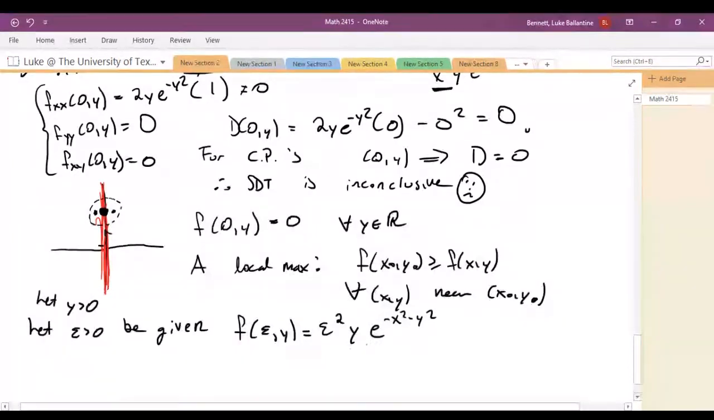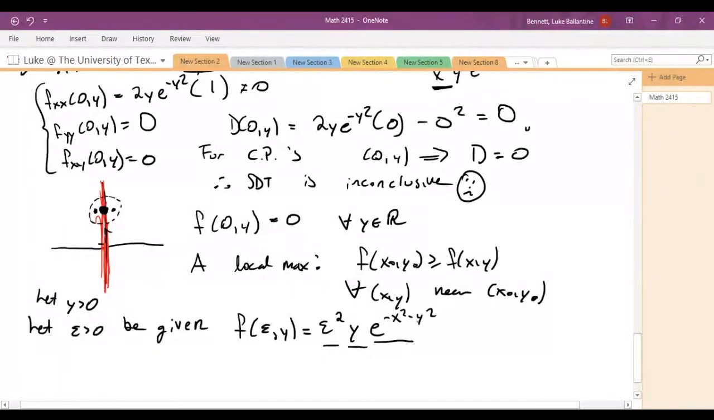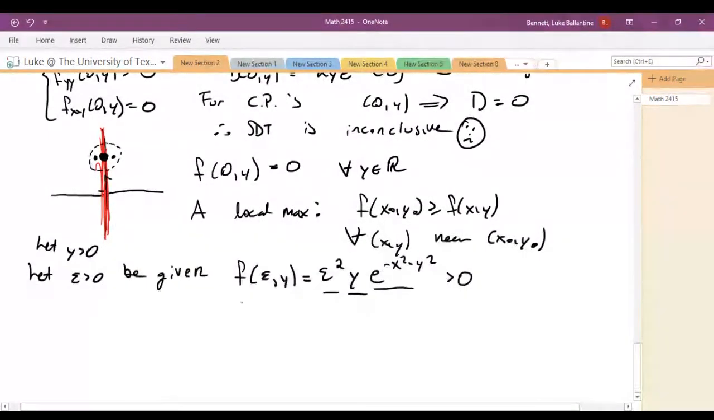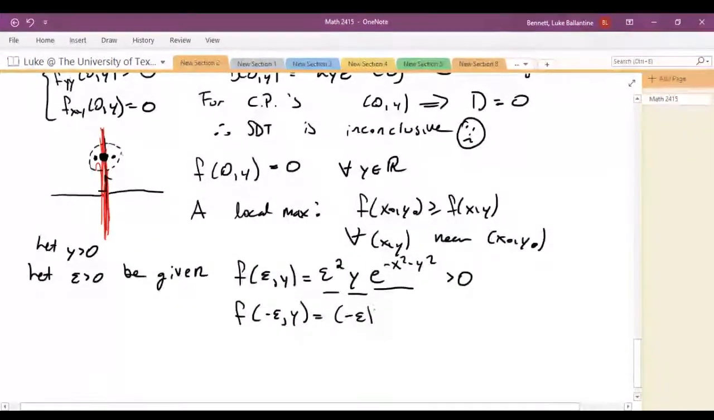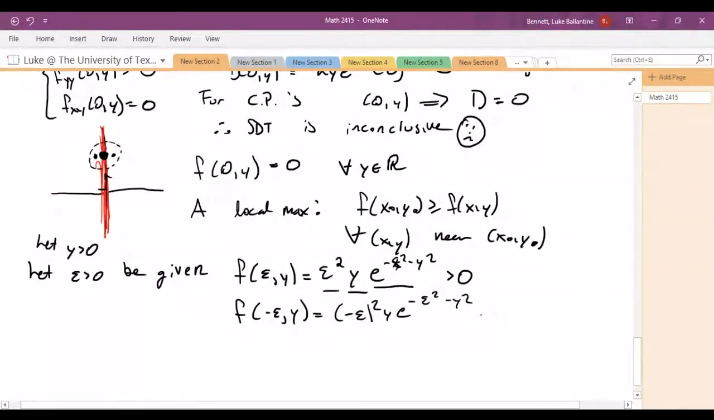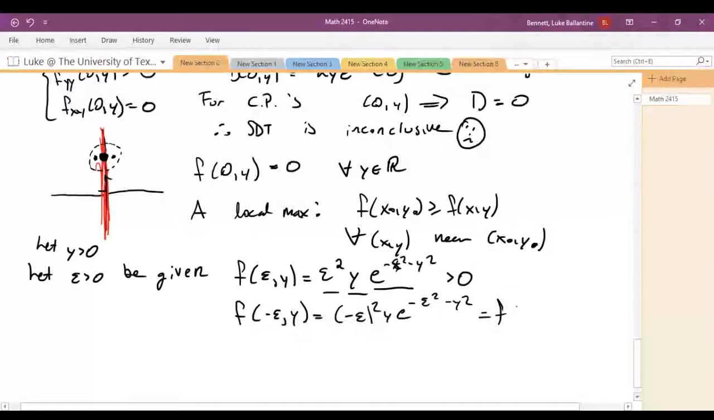So y is positive, epsilon squared is positive, and e to any power is always positive, so this is greater than 0. And let's look if we take a step in the other direction, we get negative epsilon squared y e to the negative epsilon squared minus y squared. This is the same thing as f of epsilon, y, which is greater than 0.